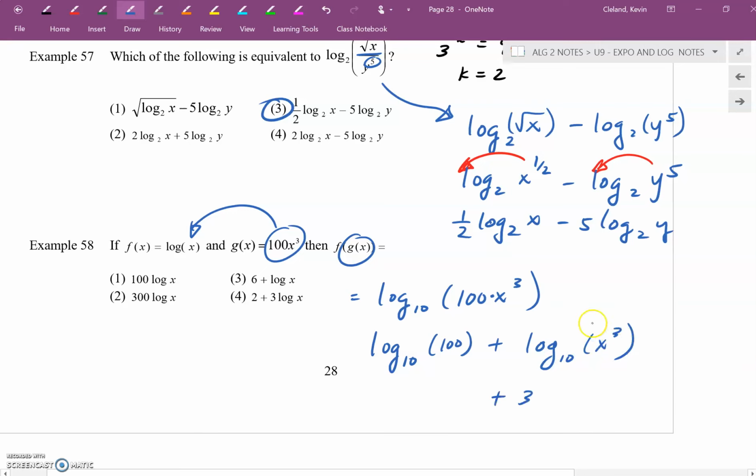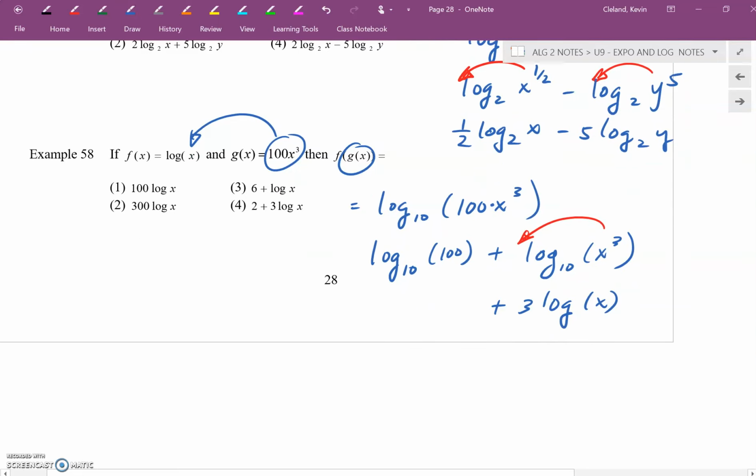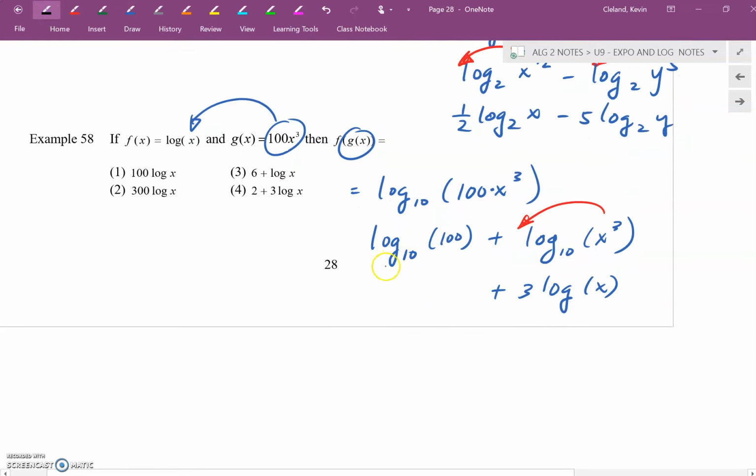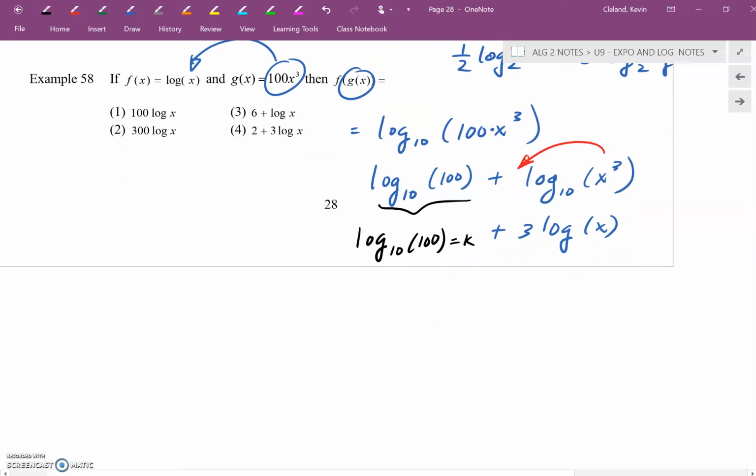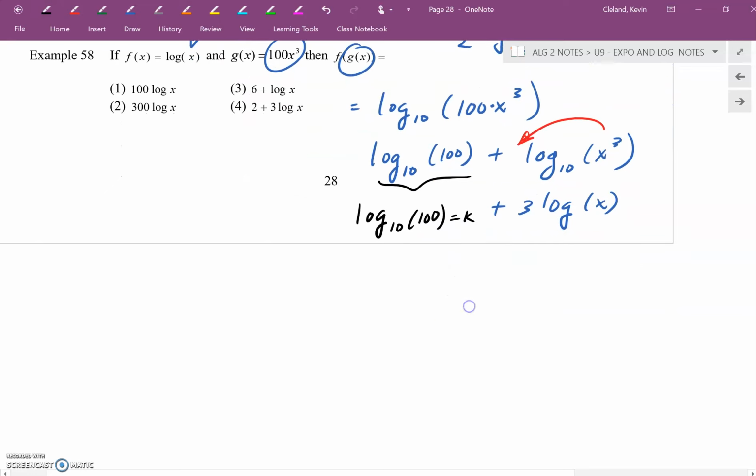Okay, this one's going to be pretty easy, so I'm going to work a little out of order here. I'm going to move that 3 up front and call this 3 log of x. That's going to kind of narrow it down where it looks like our choice might be choice 4, but let's confirm that. Again, create a variable. I like k, so I'm going to say that log base 10 of 100 equals k. Now, it's a little sloppy in the middle of an equation to create an equation, but bear with me, it's just a shortcut that kind of works, and you could write it off to the side if you'd like.